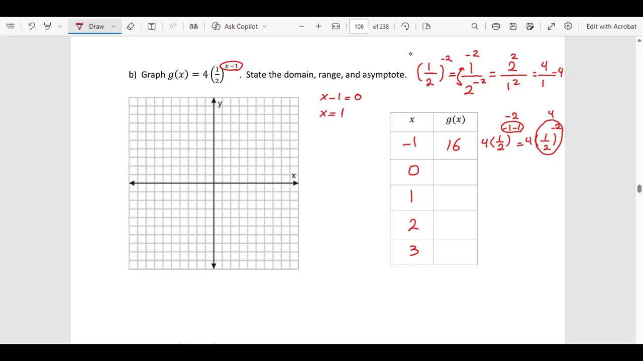Let's replace x by 0. 0 minus 1 is negative 1, and 1/2 with the negative 1 power is just 2. And 4 times 2 is 8. Replace x by 1. 1 minus 1 is 0, and you know that 1/2 with the 0 power, any number with a 0 power, is just 1. And 1 times 4 is 4.